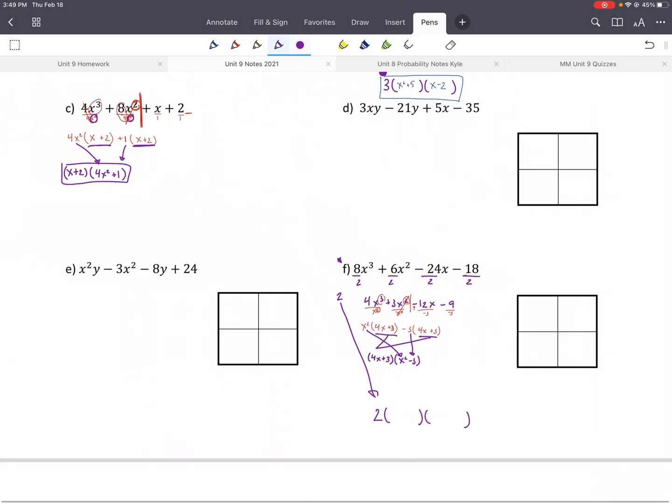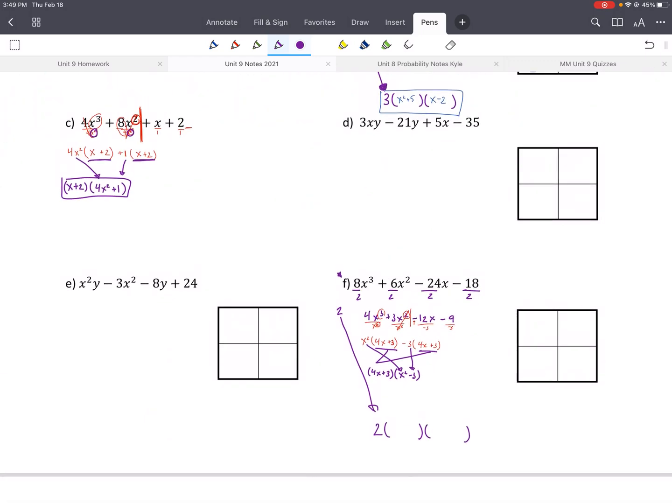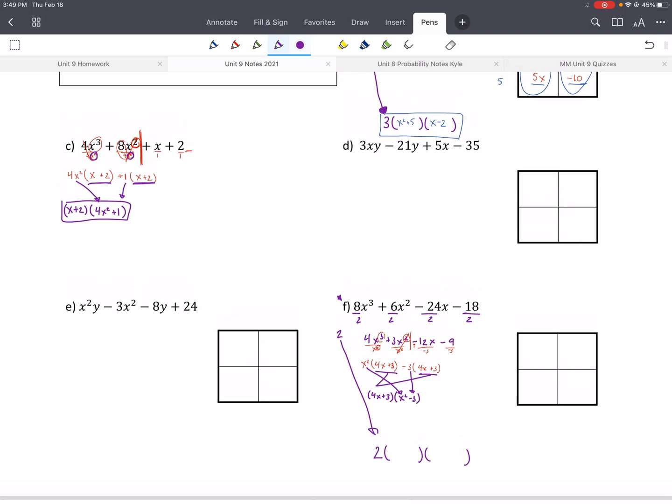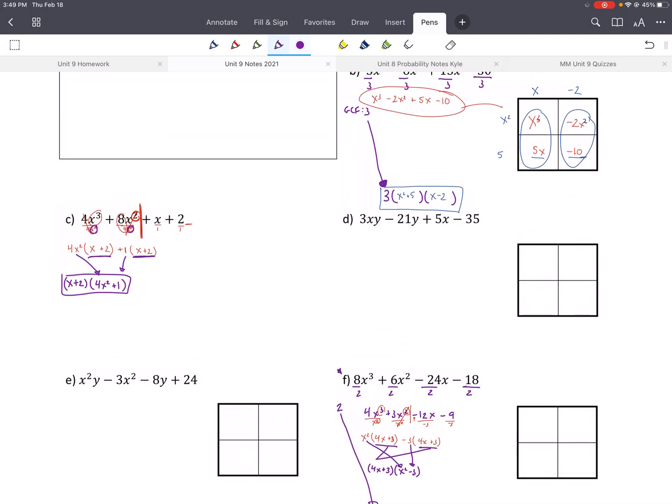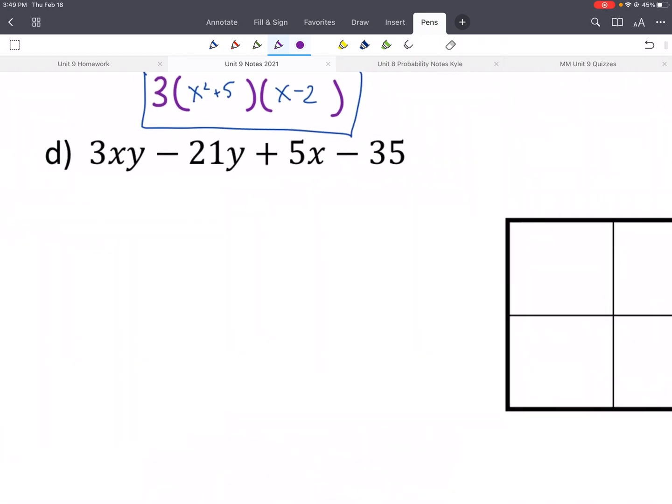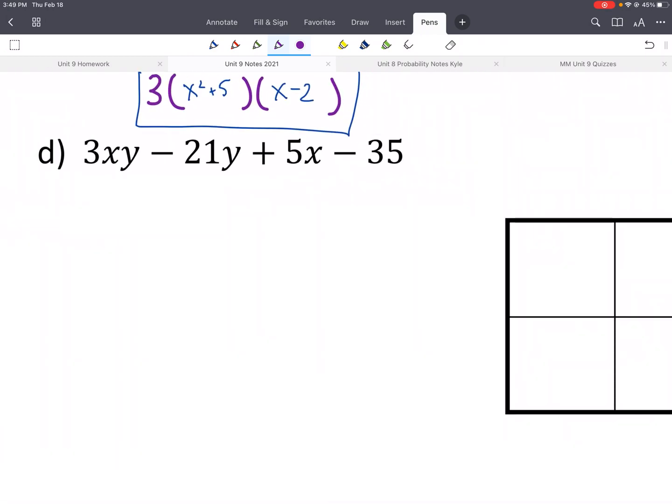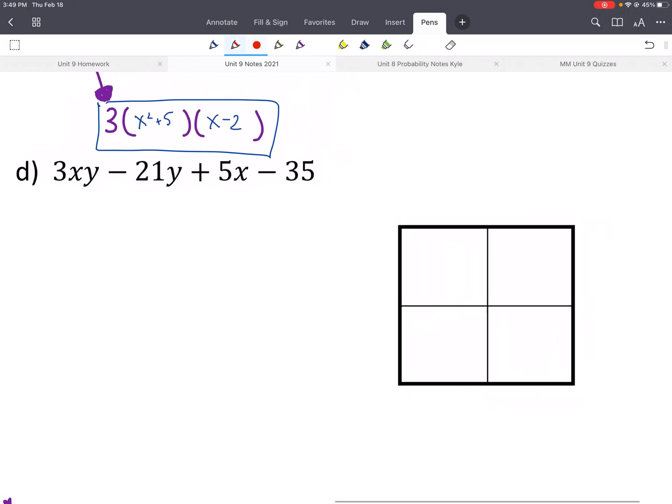Okay. I will do these 2 more. If you're good, you're good, and you don't need to watch this. I'm going to do one more with the box method and one more with the regular grouping, okay, with cutting it in half. All right, so here we're going to do our box method. There's no greatest common factor, so we can go straight to putting those in the box. So 3xy minus 21, and pause and give this a try if you're going to do this.